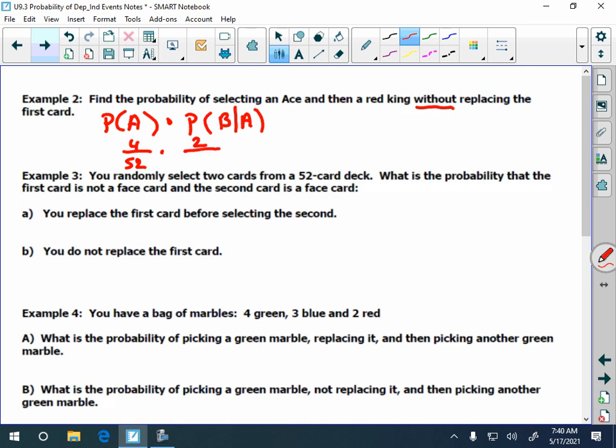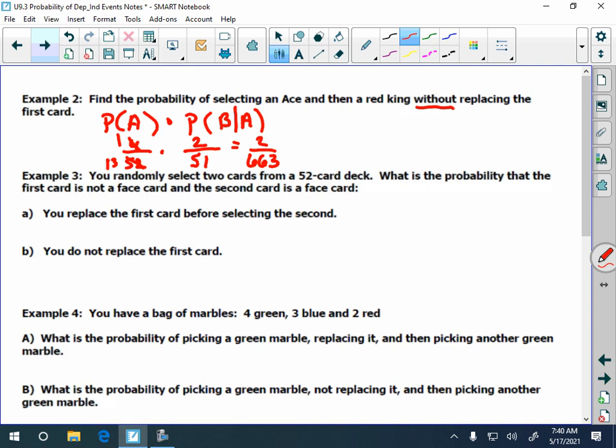But there's not 52 cards in the deck anymore. There's only 51 because I have to assume I pulled that ace out and I didn't put it back in the deck. So there's only one ace that is not in the deck. All right, and then I can go ahead and simplify this down. Let's go 13 times, and then go ahead and multiply across. 13 times 51 is 663. All right, so we have a 2 out of 663 chance of that happening.